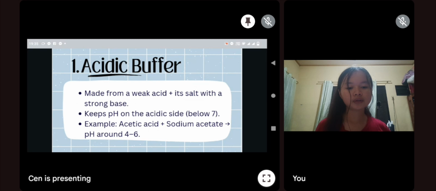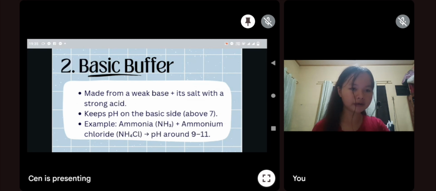around 4 and 6. And for the basic buffer, it is made from a weak base and salt with a strong acid. It keeps pH on the basic side above 7. An example of this is a solution of ammonia and ammonium produces a buffer solution with a pH level around 9 to 11.